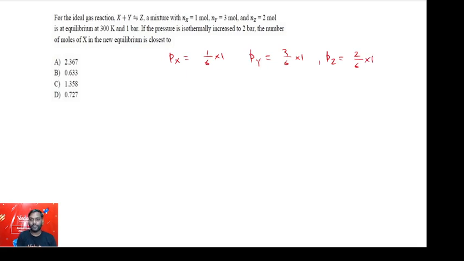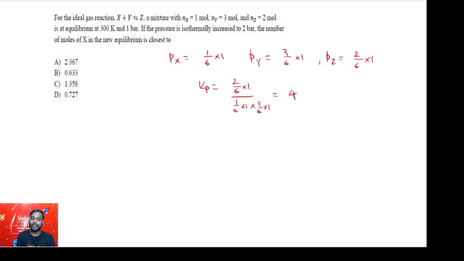Now using these partial pressures, I will be able to calculate the Kp value for this reaction. So the Kp value comes out to be 2 by 6 into 1 divided by 1 by 6 into 1 into 3 by 6 into 1. So that comes out to be 4.